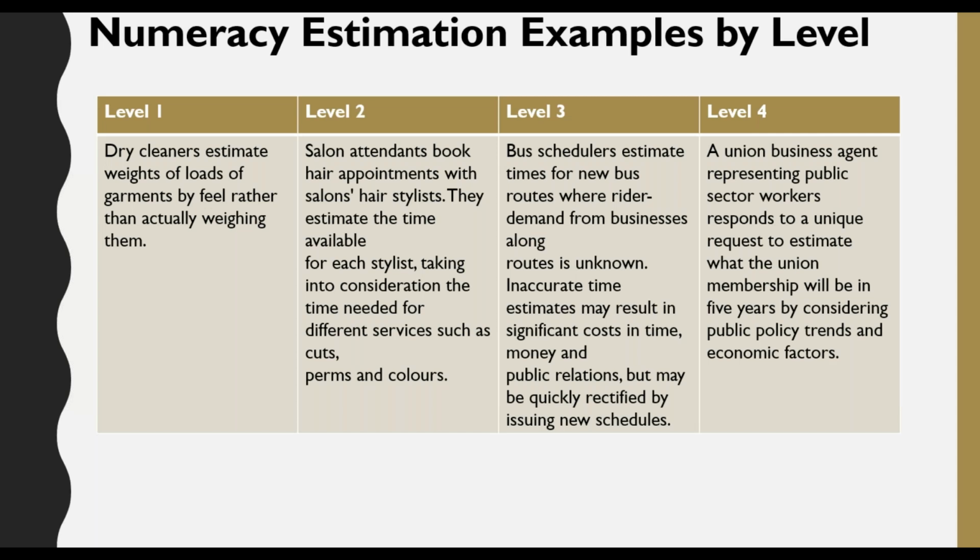Level 4, a union business agent representing public sector workers responds to a unique request to estimate what union membership will be in 5 years, considering public policy trends and economic factors. So again, the complexity moves across that 4-level scale with estimation, depending on those factors that come into play. So that's numeracy. Honestly, it gives you a snapshot. You could probably spend hours and hours just understanding those scales and wrapping your mind around them. But again, this is just to give you the basics of understanding those scales and how the complexity progresses.